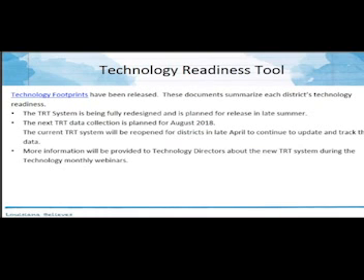The technology readiness tool is available all year for your tech coordinators, basically to update the status of technology for your district. So bandwidth, number of devices, a lot of things just to give a comprehensive report of how each district is. The footprints that are released are a summary of each district's readiness for technology.